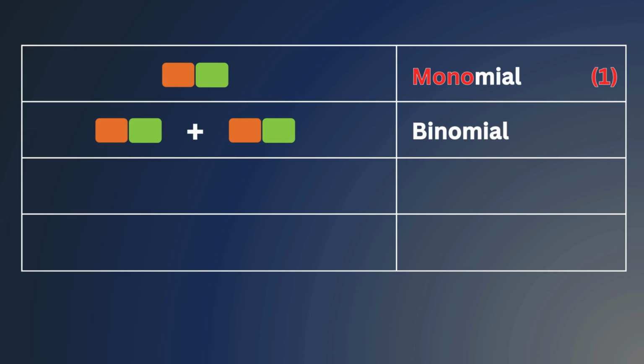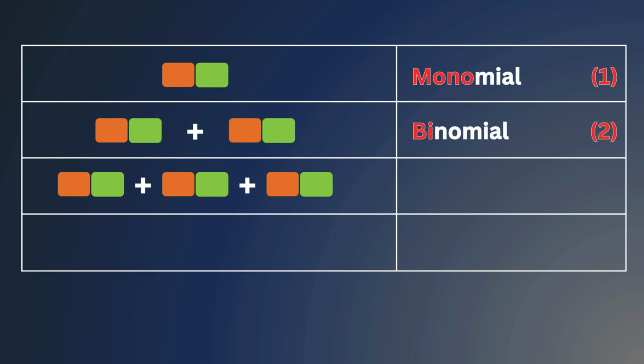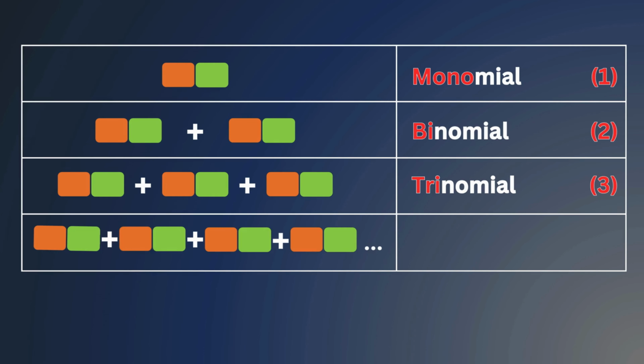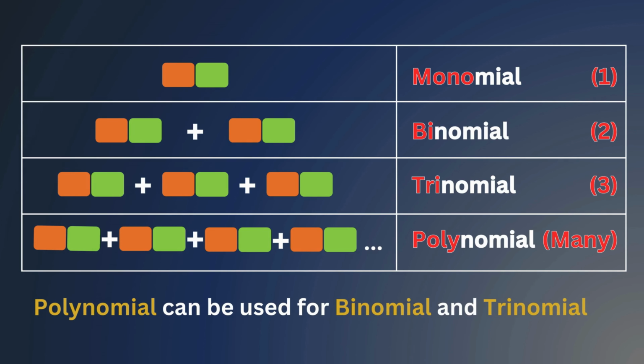If there's one term, it's called a monomial. The prefix mono means 1, so it makes sense. If there are 2 terms, it's called a binomial, because bi means 2. If there are 3 terms, it's called a trinomial, where tri means 3. Anything with 4 or more terms is generally just called a polynomial, and we use poly because it means many. You'll hear the term polynomial often, even if there are only 2 or 3 terms. This is just a way of keeping things neat and tidy in mathematics.